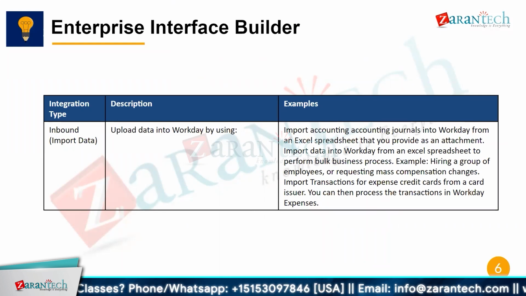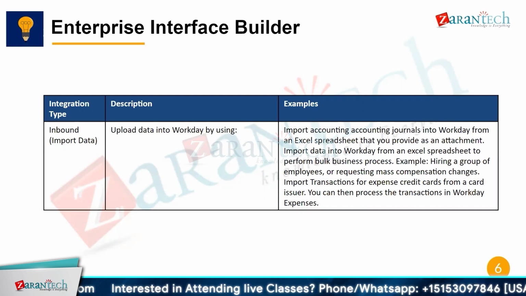The first type of EIB is inbound, or import data. Whenever we talk about the direction, either inbound or outbound, we have to keep in mind that we're talking about the Workday tenant and the direction to and from the tenant. Whenever we say it's an inbound EIB, it means that we are loading data into Workday. Whenever we say that we have an outbound EIB, we are taking data from Workday and sending it to the outside world.